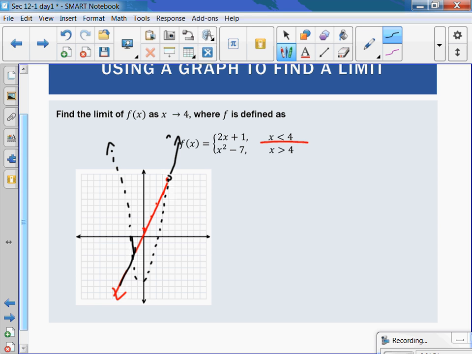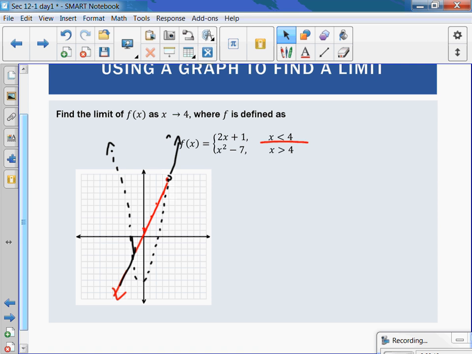Is this function defined at x equals 4? Is this graph defined at x equals 4? Because here I say when x is less than 4, I have 2x plus 1. When x is greater than 4, x squared minus 7. Both of them are strictly greater than and less than. None of them are equal. So this is what we get.